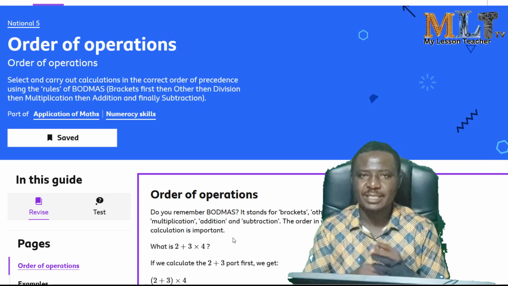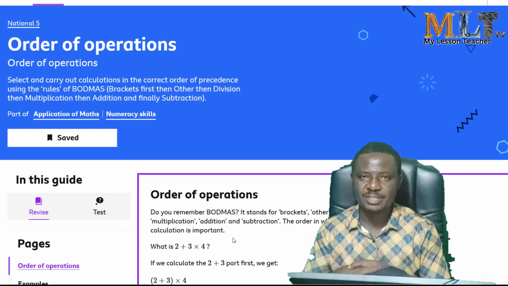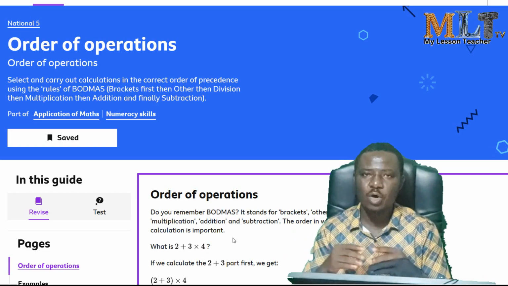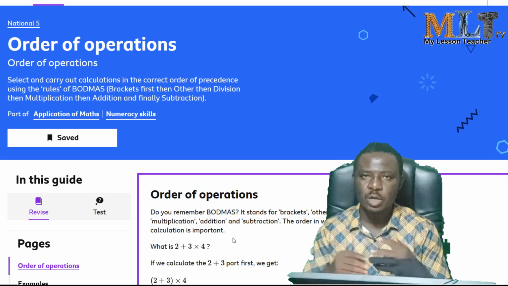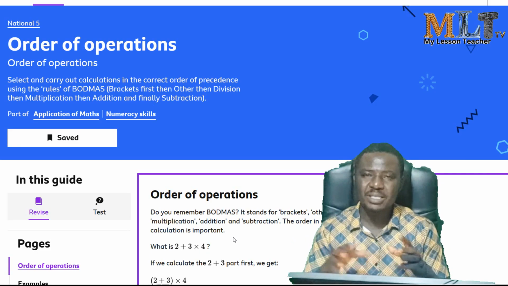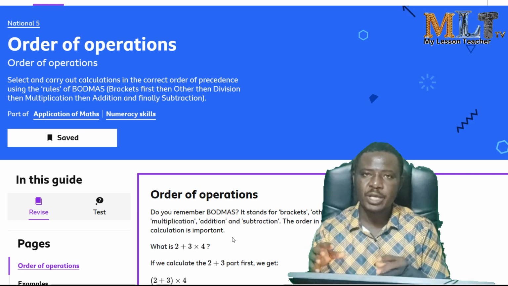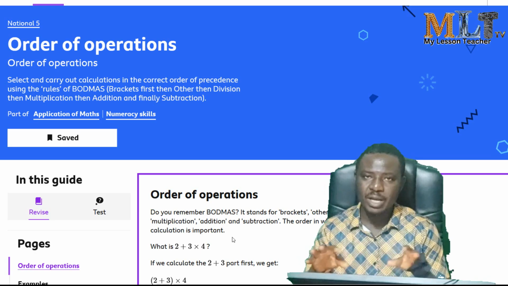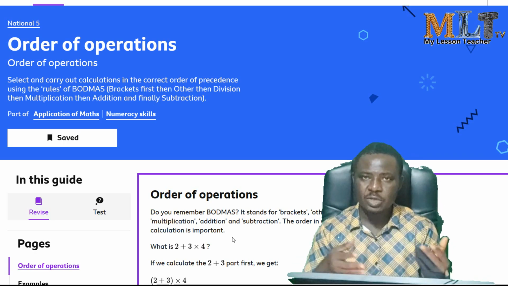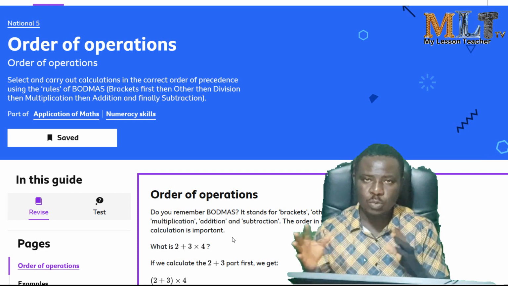Today's class is a continuation of our previous classes on mathematics. In today's class, I will be helping those of my students who are in Canada preparing for their National 5 on mathematics. This will also help as a revision for those of you who are in senior secondary in Nigeria or in Africa who are equally having issues with mathematics. So this can help you solve one or two problems.